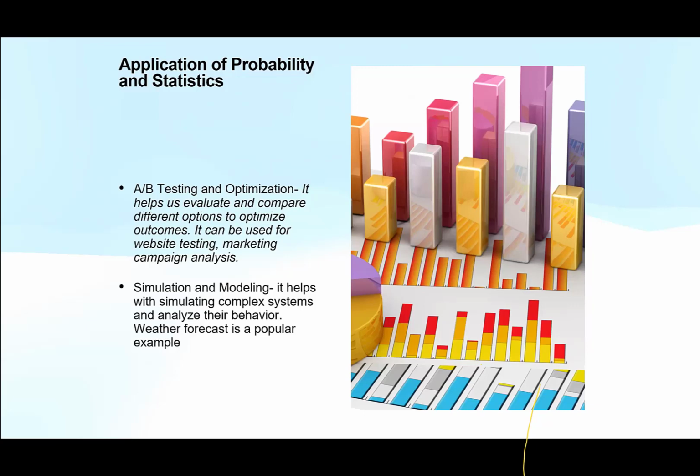So I don't know what A/B would be. A/B testing and optimization helps us evaluate and compare different options to optimize outcomes, and it can be used for website testing and marketing campaign analysis. Of course, she's a website person. She does some UI/UX stuff, so I think she probably would have been able to explain this better. In this case, probability and statistics can be used to test websites and analyze marketing campaigns. You want to see what the chances are that something you're bringing on the market is going to have the impact that is intended.